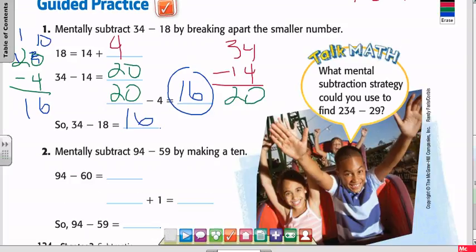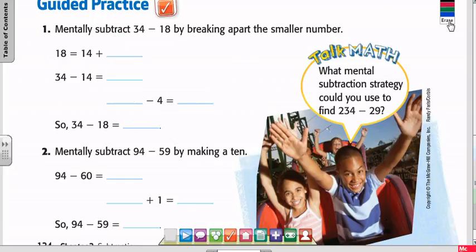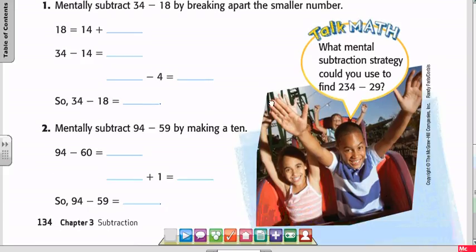So now they said mentally subtract 94 minus 59 by making a 10. So they just added one more to 59, right? Okay. So they just went 94 minus 60.